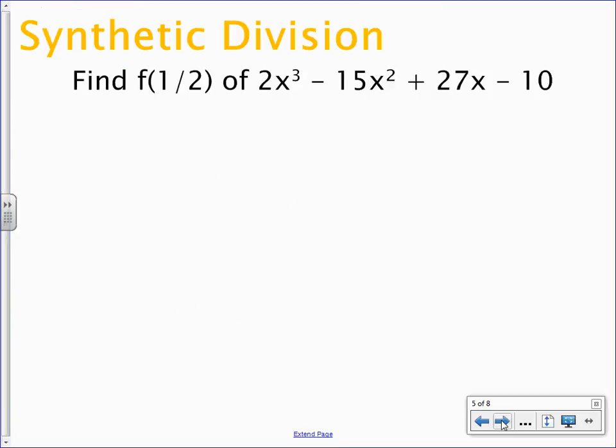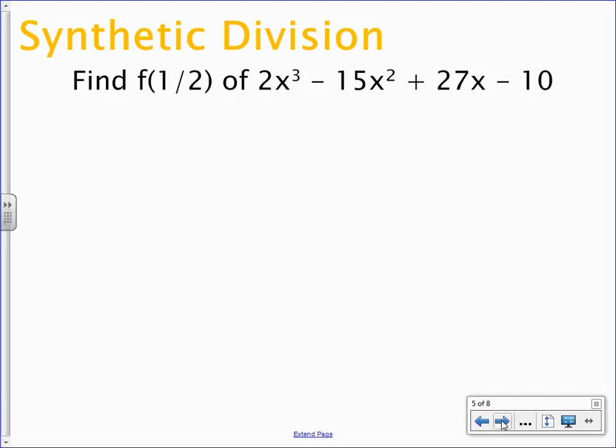Let's try this. I want the function value at x equals 1/2 of this. Now, first of all, maybe you want to plug it in and just plug and shove. That is a possibility. But let's go ahead and look at synthetic division, because we know that the remainder is going to be our value.